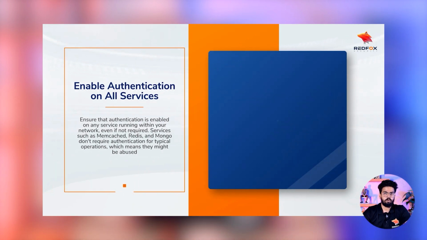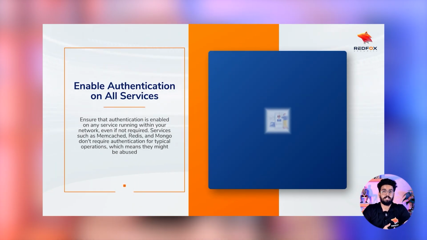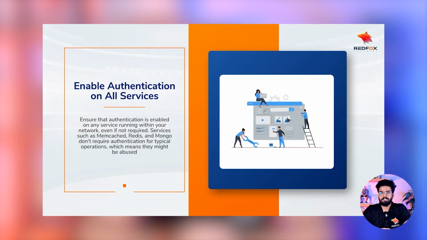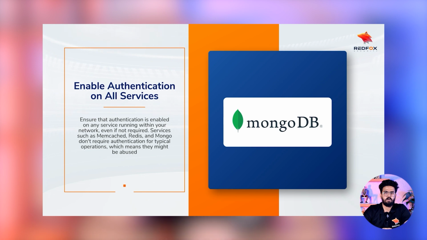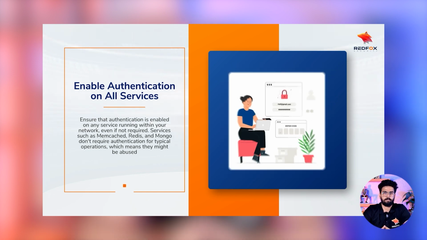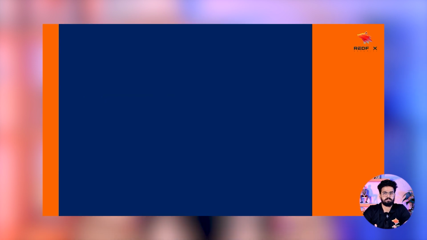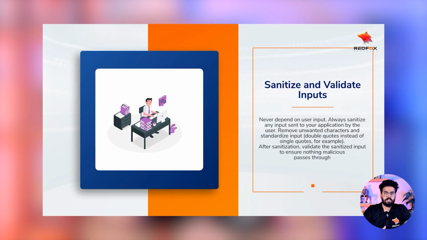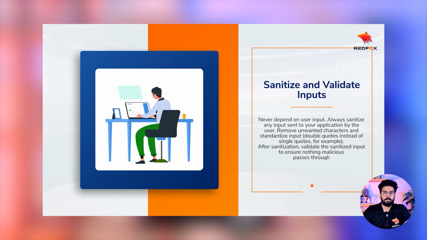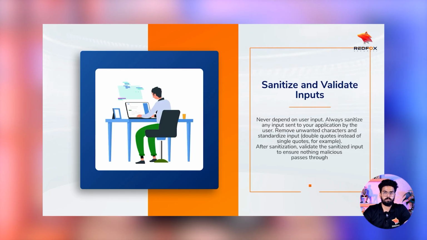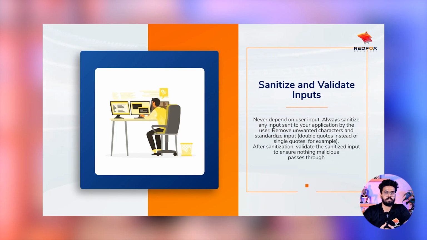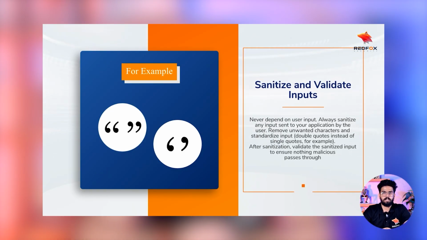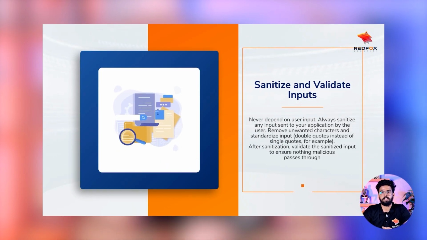Enable authentication on all services. Ensure that authentication is enabled on any service running within your network, even if not required. Services such as Memcached, Redis, and Mongo don't require authentication for typical operations, which means they might be abused. Sanitize and validate inputs. Never depend on user input; always sanitize any input sent to your application by the user. Remove unwanted characters and standardize input, for example double quotes instead of single quotes. After sanitization, validate the sanitized input to ensure nothing malicious passes through.